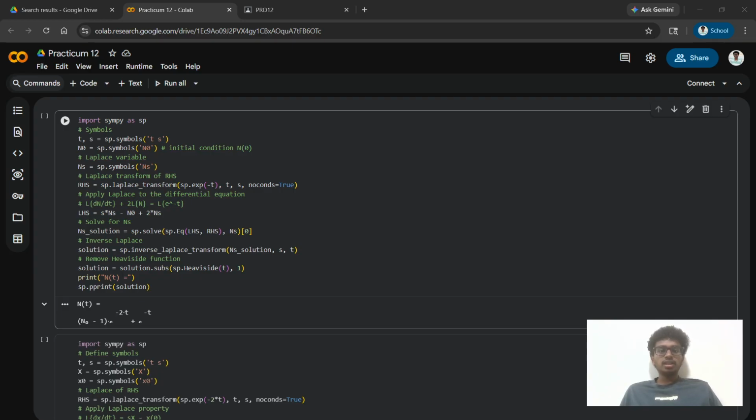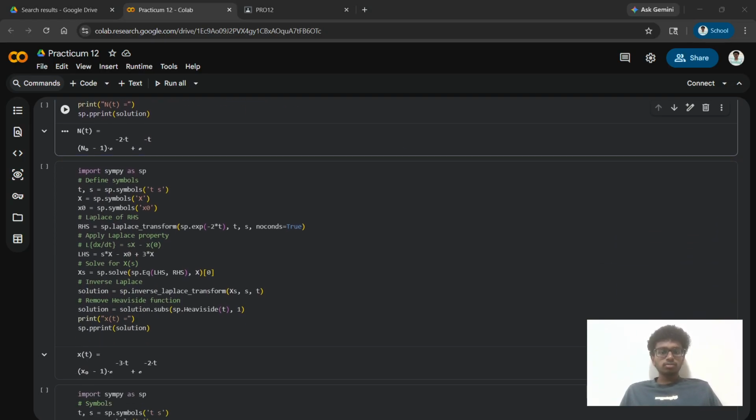stabilizes. Next, in question 2, we analyze the motion of an autonomous delivery robot. The system is modeled using another first order differential equation where the rate of change of deviation plus 3 times the deviation is equal to a decaying exponential signal. This represents how the robot corrects its path gradually while external disturbance reduces over time.